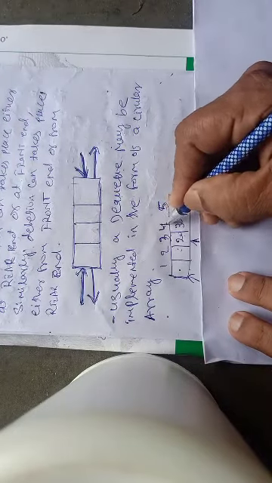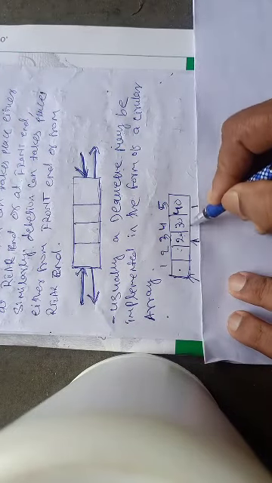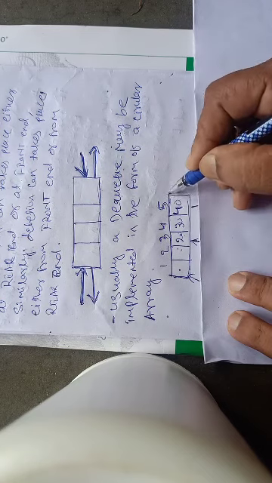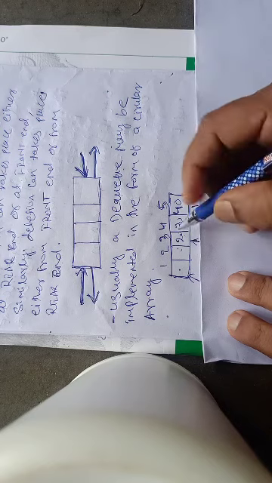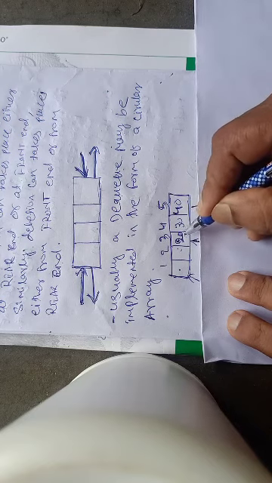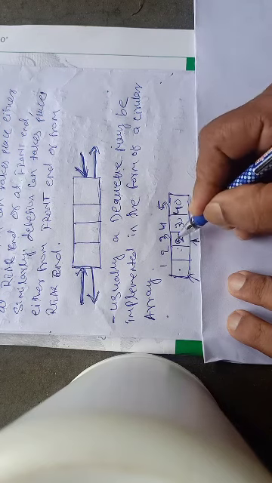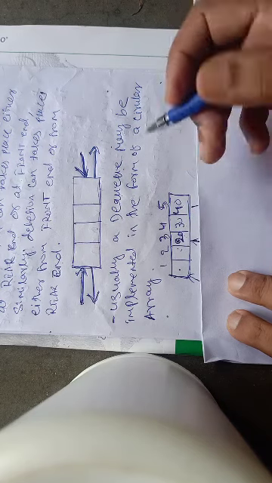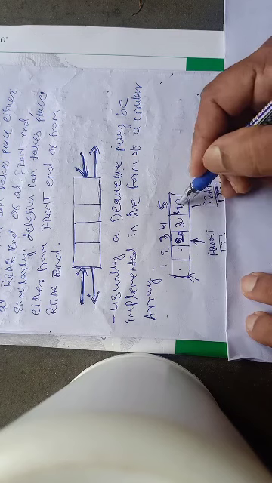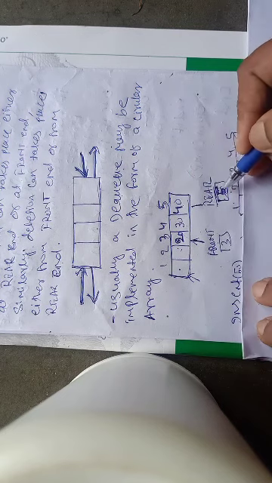Now suppose this is a queue whose maximum size is 5, and now let's just assume that the queue contains 3 elements right now, 20, 30 and 40. 20 entered into the queue earlier, means it is at the front, and 40 is at the rear. So this is 3 and 5.